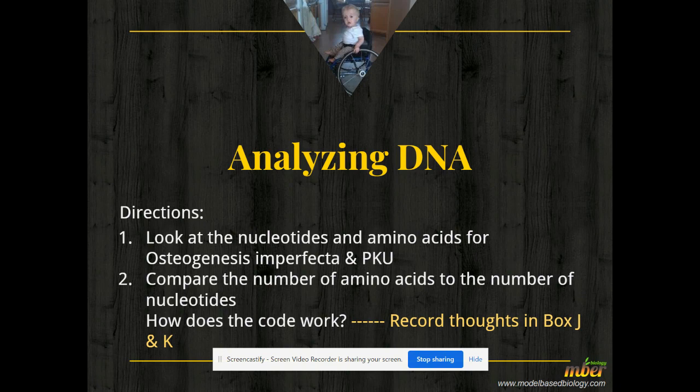So we're going to be analyzing DNA. So look at the nucleotides and amino acids for osteogenesis imperfecta and PKU. Compare the number of amino acids to the number of nucleotides. How does the code work? Record your thoughts in box J and K.